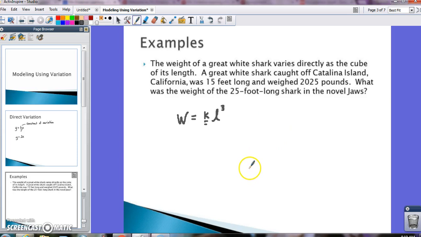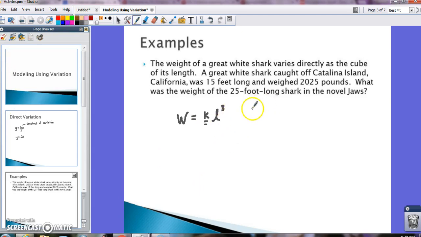Okay, so a great white shark caught off Catalina Island, California was 15 feet long and weighed 2,025 pounds. So we know the weight and we know the length, so we can find that constant of variation, and then we can use that, because that number should not change, to find now the weight of the shark that was in the novel Jaws, which is the same shark that was also in the movie. But anyway, okay, so let's go through this then.